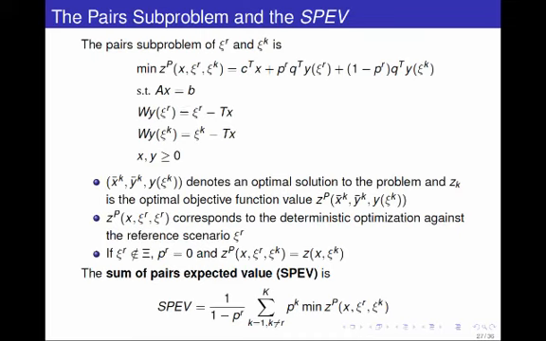Why? PR is 0, we're left with this. Right. Yes? No? So, when PR is 0, this term goes away. We're just left with C transpose X plus Q transpose Y of Xi K. And the question is if we have any extra constraints.